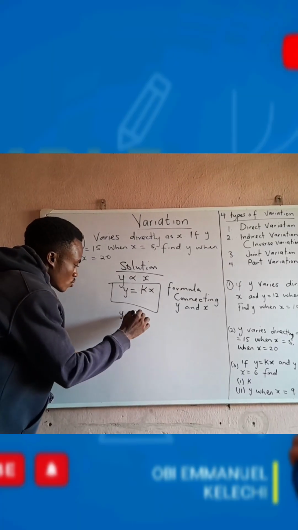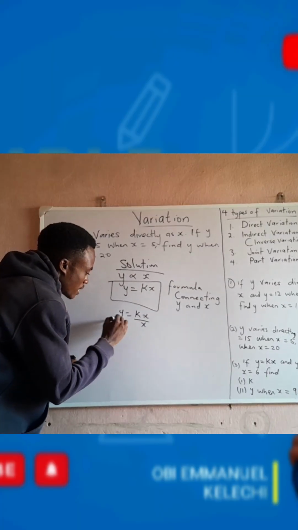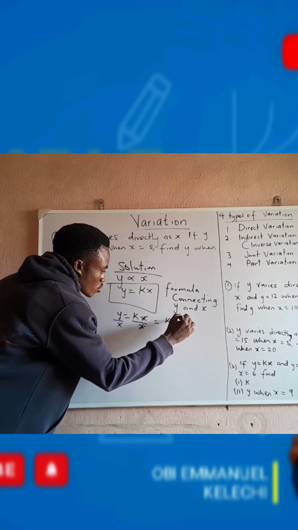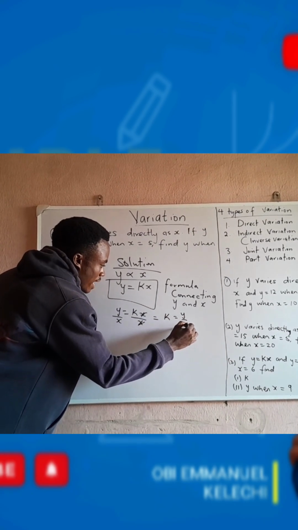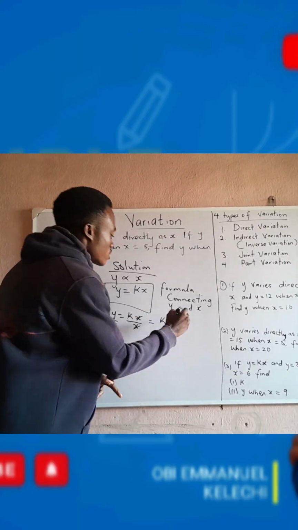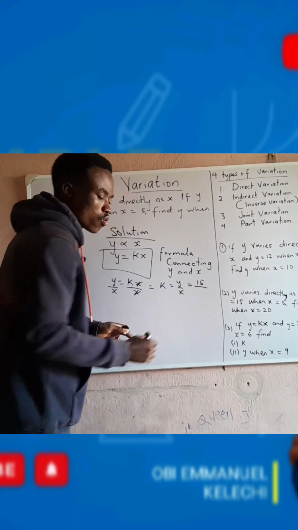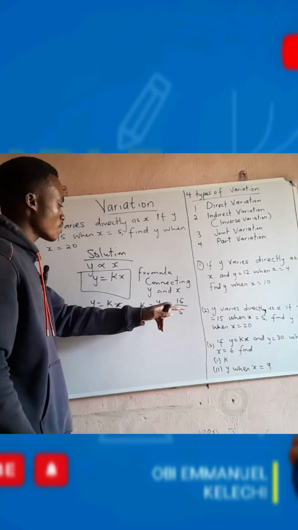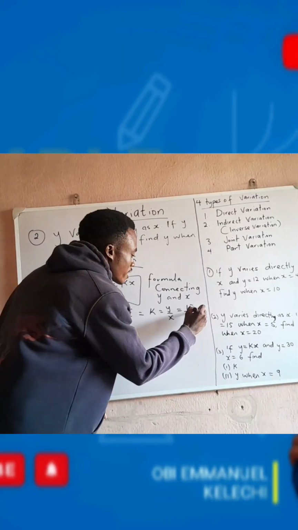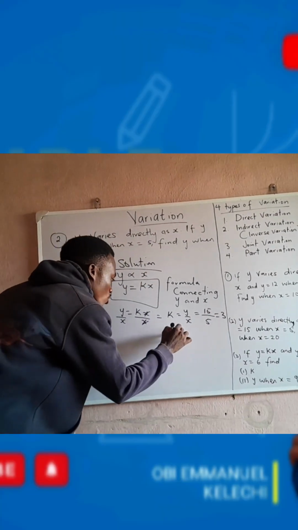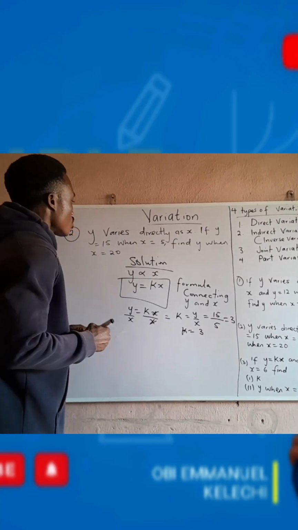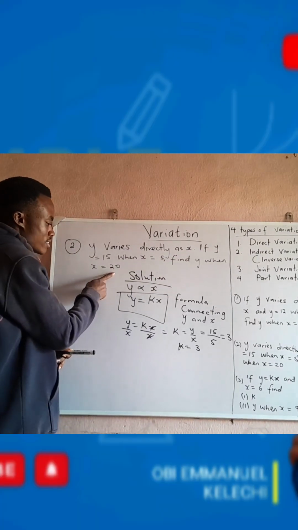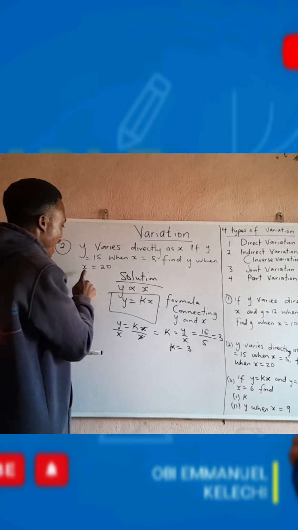So y is equal to kx. I'll divide both sides by x. So it's going to be k is equal to y over x. So now our y is equal to 15 over x. Our x is equal to 5. So 15 divided by 5 is equal to 3. So our constant is equal to 3. So the question says find y when x is 20.